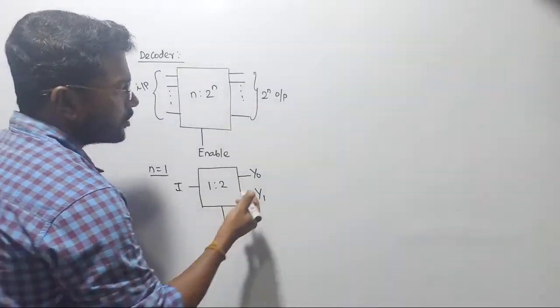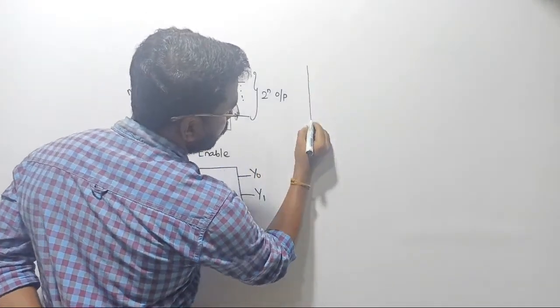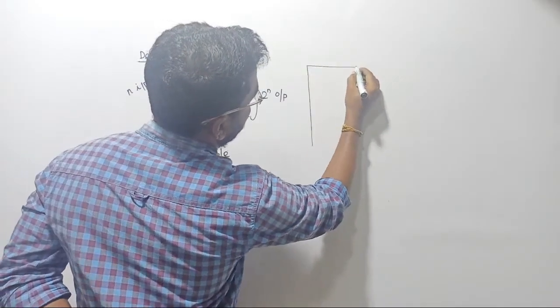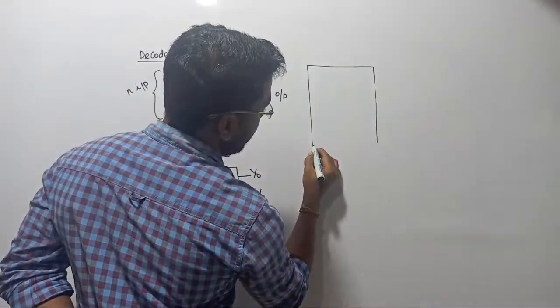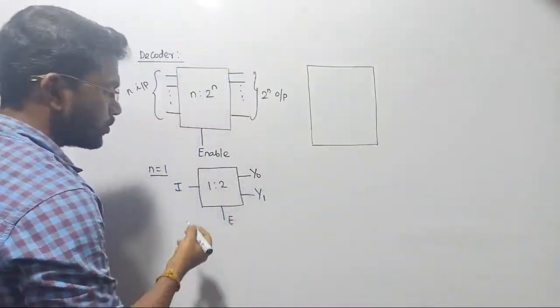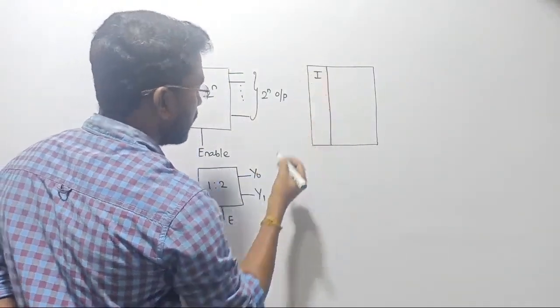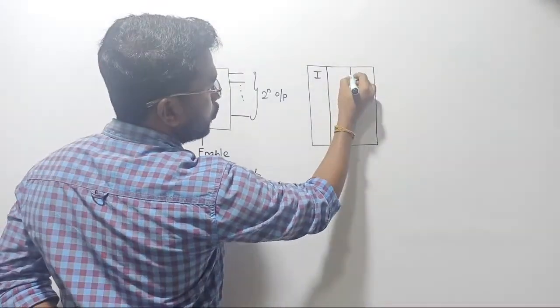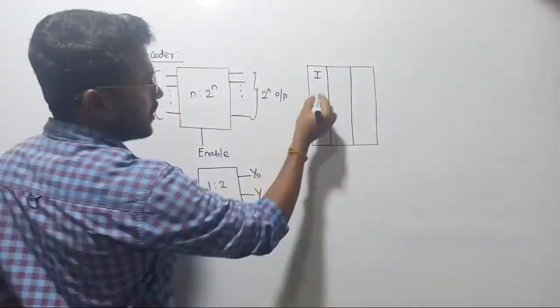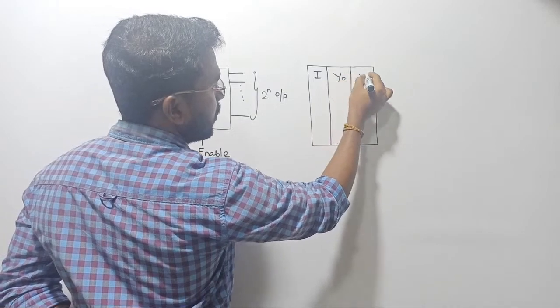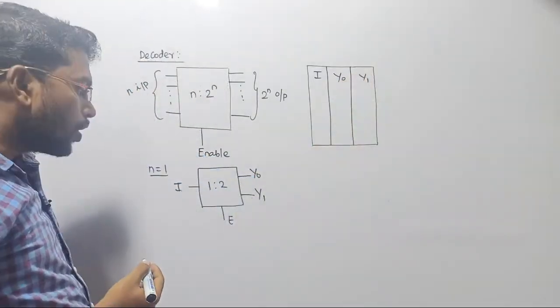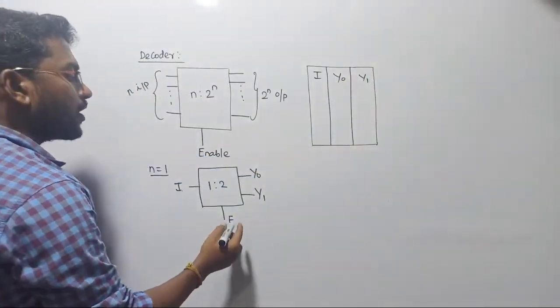So let us make the truth table for this 1 cross 2 decoder. Let us see how we are going to receive the output. Now the input line is I, we are giving I as the input, such that in the output side there are 2 possibilities. Output line is either you can receive y0 or you can receive y1. So enable pin, for example, enable is set.